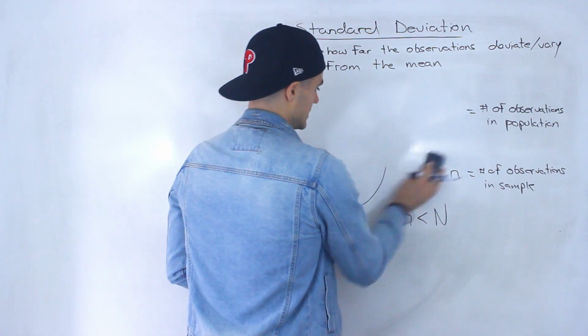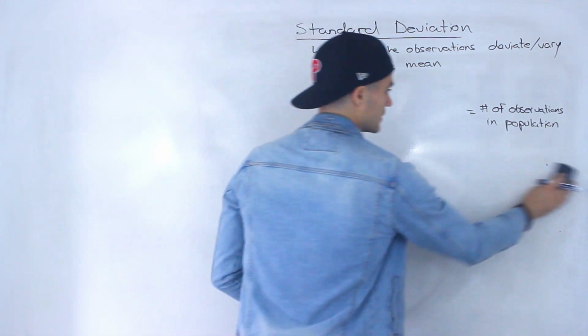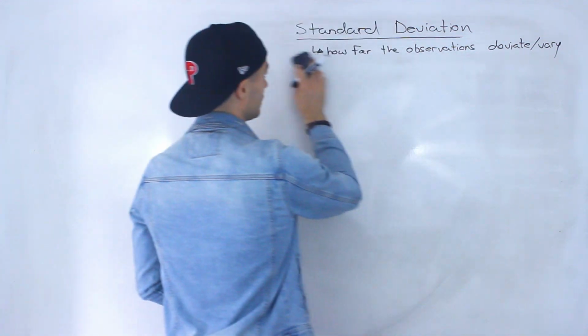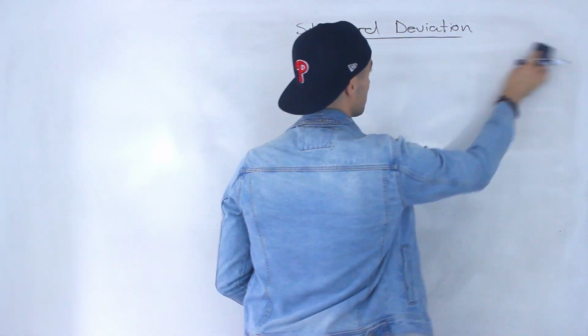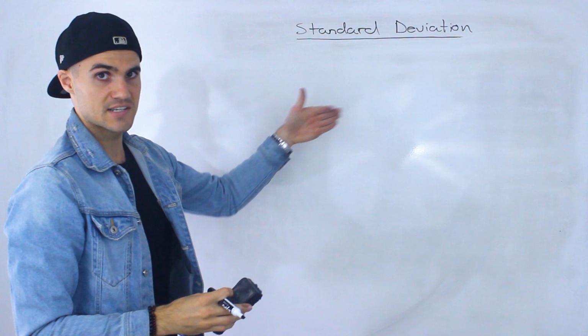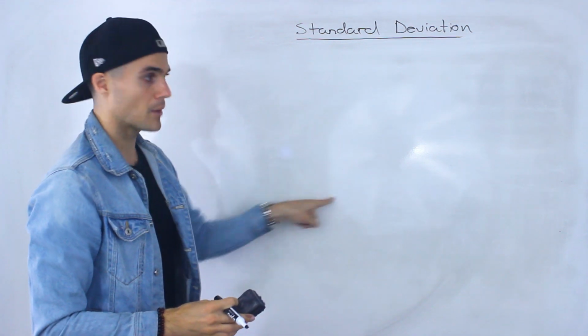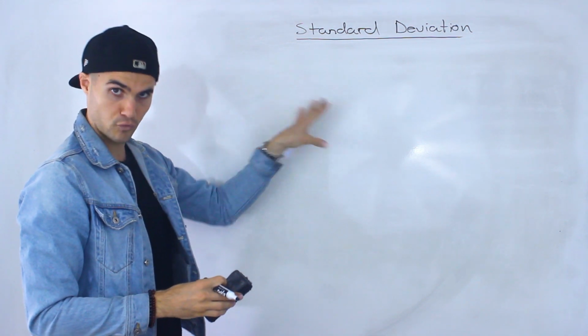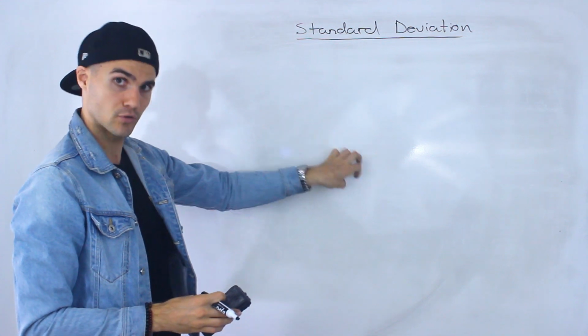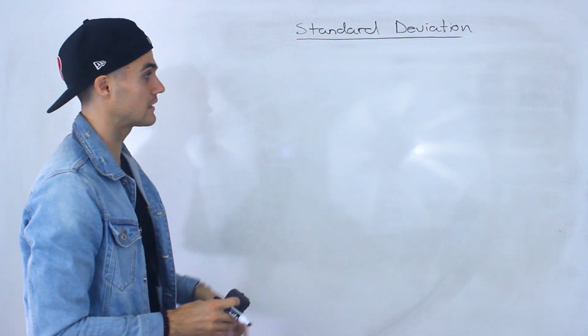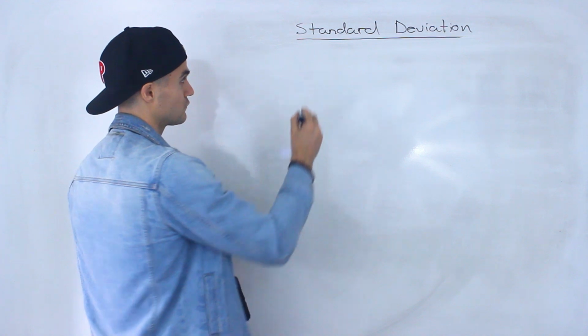Okay, so let's introduce how this standard deviation works technically first. I'm going to introduce the formulas. And then what I'm going to do is an example where we're taking a population, finding the standard deviation for that population, and then taking a sample from that population and finding its standard deviation. But let's introduce the formulas first.